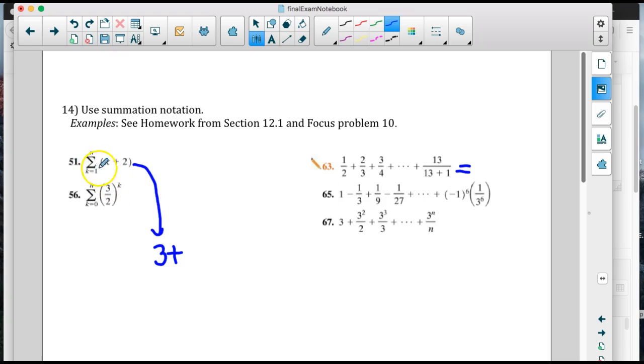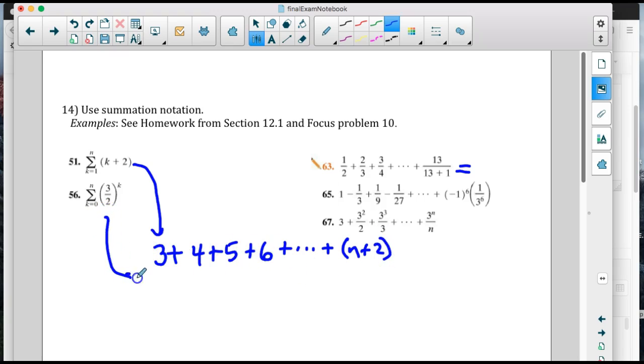So we start off with k equals 1, we put it in there. We then put in k equals 2. That goes in the next value of the sum. k equals 2, that would be 4. 2 plus 2. Then we put 3 in there. 3 plus 2 is 5. Then we put 4 in there. 4 plus 2 is 6. And we go on and on and on until we get to the last one, which is n plus 2. And that's our sequence for 51.